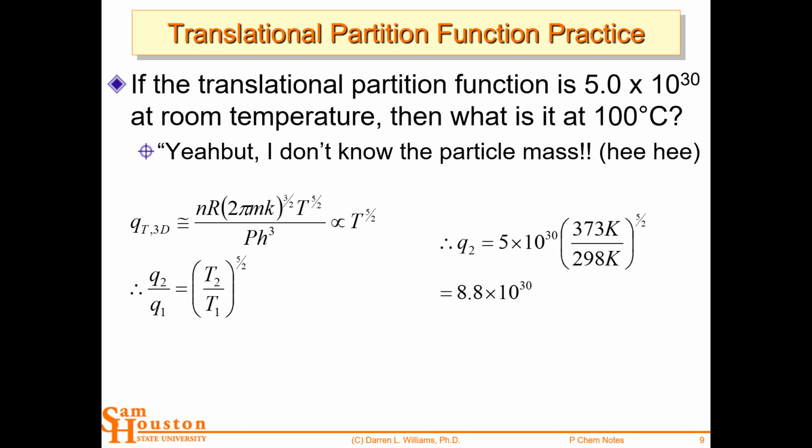And so let's do that. We have the 5 times 10 to the 30 is the partition function at 298. And so then we have 100 C, which is 373 Kelvin over 298 to the 5/2 power. So it goes up to 8.8 times 10 to the 30.